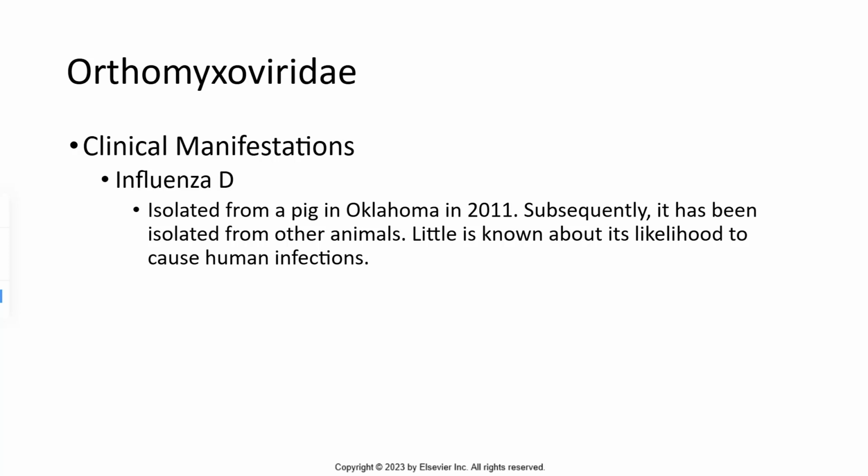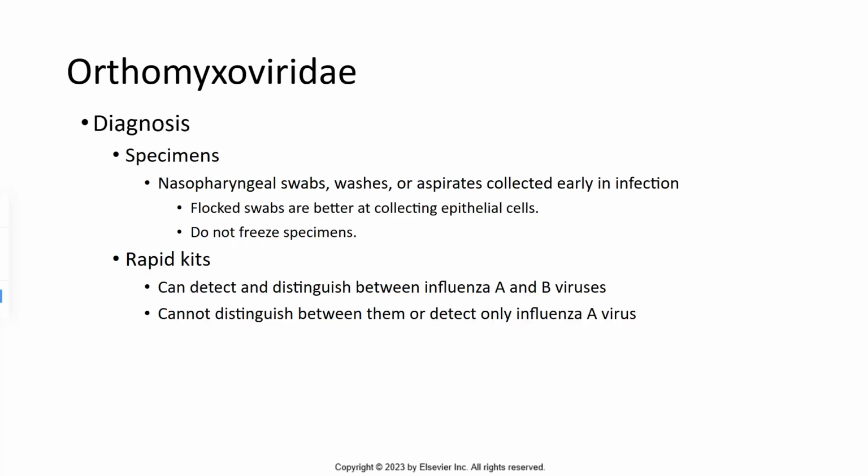Influenza D was isolated from a pig in Oklahoma in 2011. Subsequently, it's been isolated from other animals, but little's known about the likelihood to cause human infections. Specimens would be nasopharyngeal swabs, washes, or aspirates collected early in the infection. There are a lot of rapid kits and over-the-counter kits that are available.